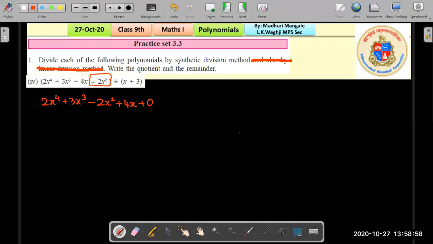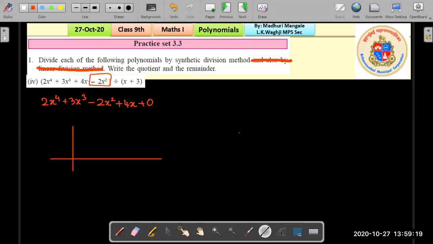Fine. What have we done? We have arranged the terms in descending order of their degrees, and we checked that all the terms are present. Okay, so the constant was missing. We have added a 0 over here. And what will be the next step? We will set up the division problem. We will set up the synthetic division.